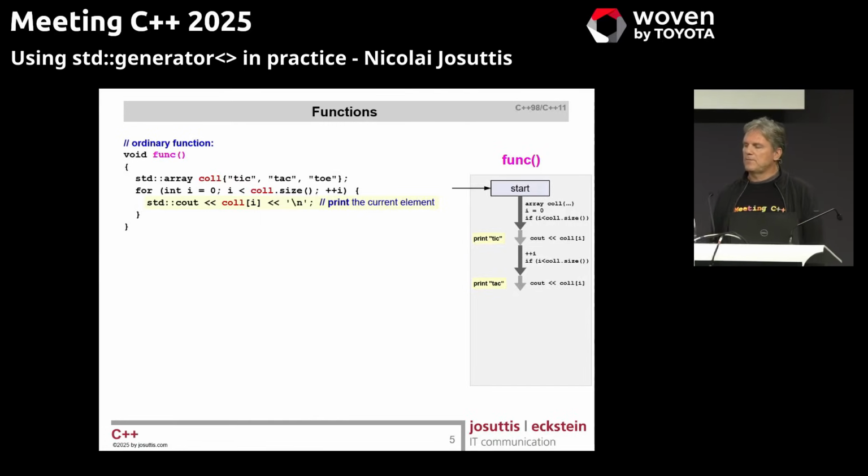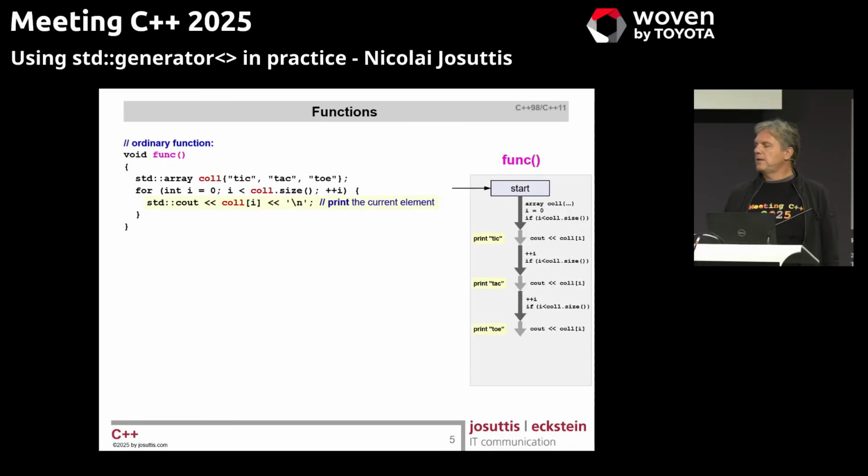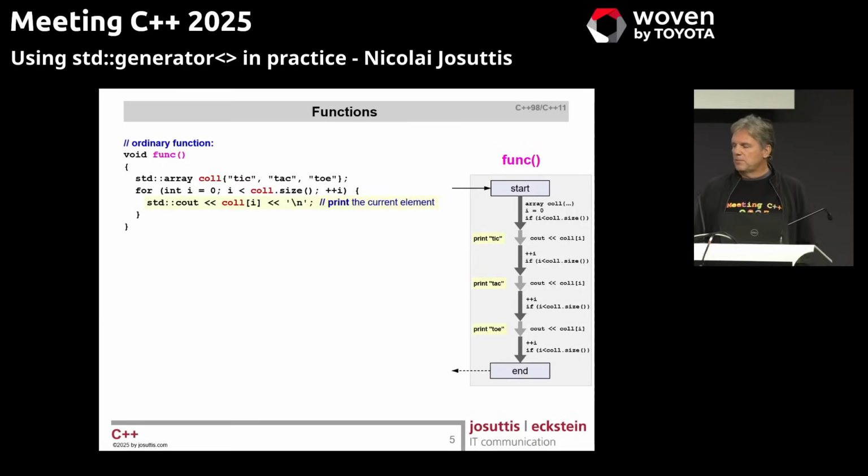The next time we have the output statement, and in the same way, we print the third element of this array, which is toe. And that's the end of the loop, because when we increment i again, we are no longer below the size of this collection, so we leave this function. And that's the end of this function.